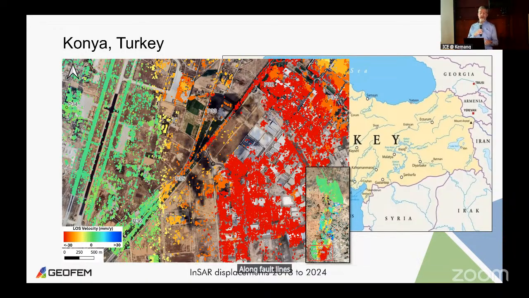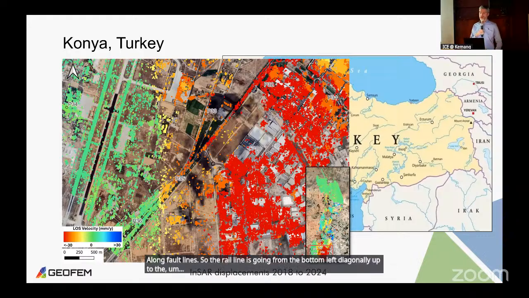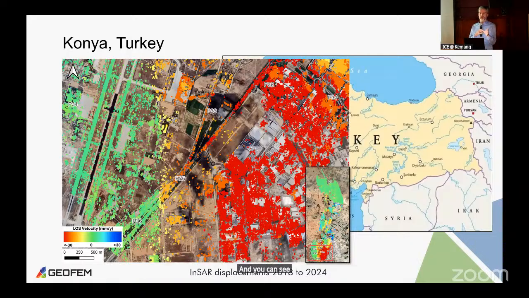So the rail line is going from the bottom left diagonally up to the middle at the top. And you can see no significant movement over on the west side of the image. But as you go over to the east side, you can see oranges and then reds indicating rates of displacement up to 30 millimeters per year. So a good method for monitoring movement of active faults.